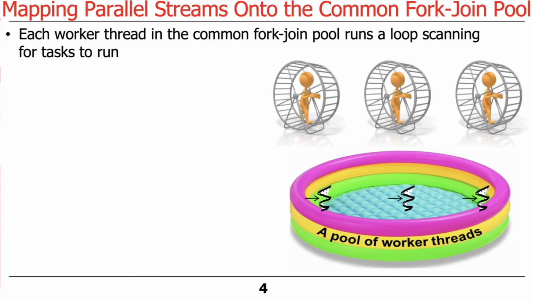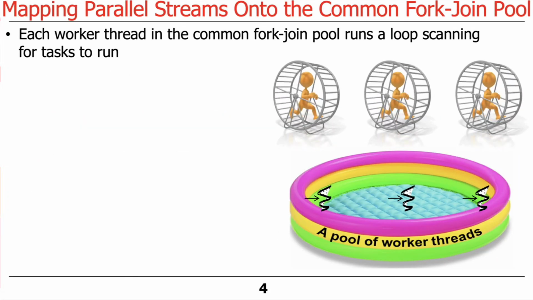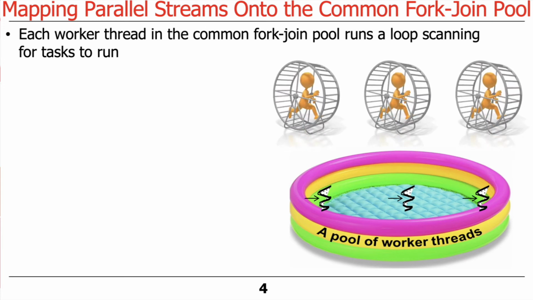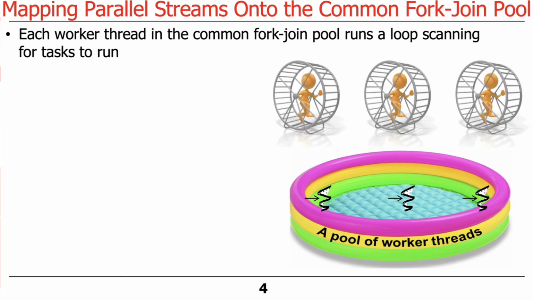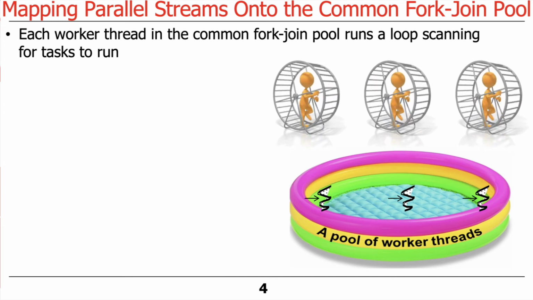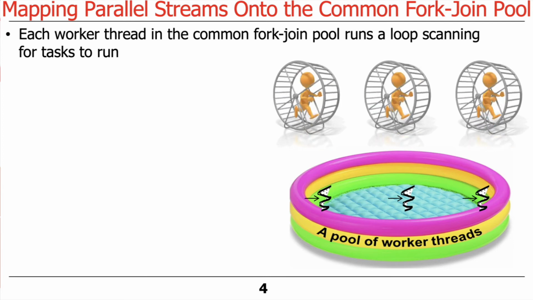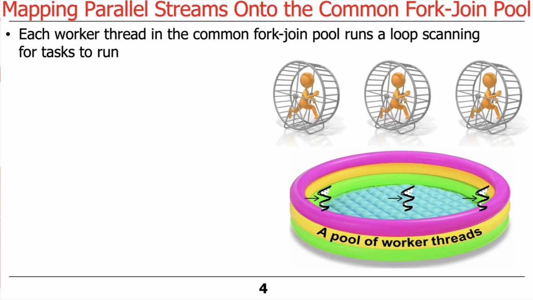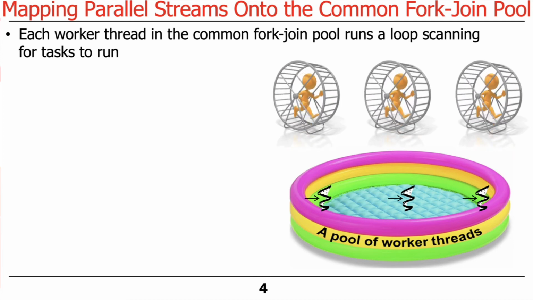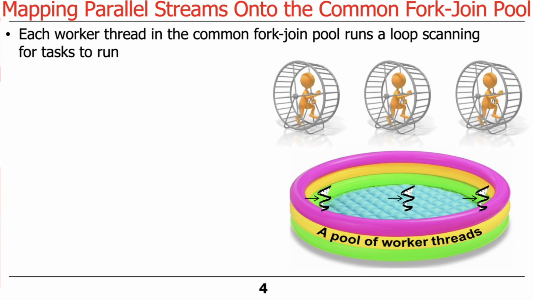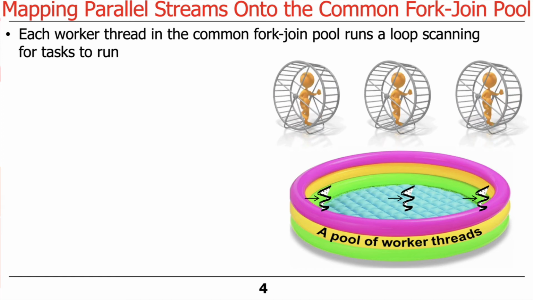So the way things work under the hood with the common fork-join pool is that there's a pool of threads, which, as we'll see, is typically the number of cores on the platform minus 1. And I'll explain why it's minus 1. So if you had 4 cores, there'd be 3 threads in the common fork-join pool. And each of these things basically runs continuously, scanning for work to do.